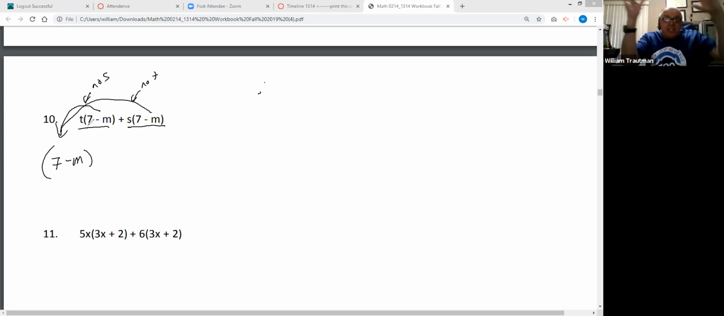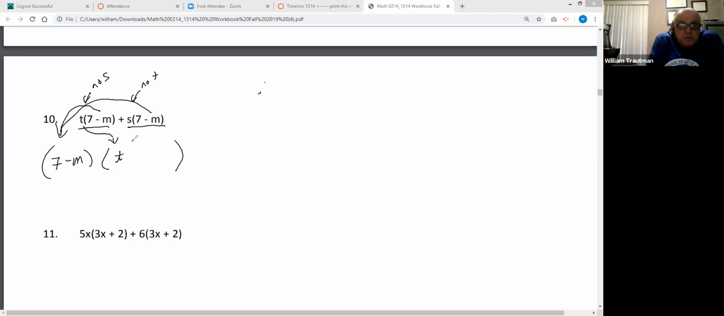When I divide it out, you know, that's the number in front. When I divide it out, what's left over? The t and the s. And it's a positive s. Do you see, if I would have divided by 7 minus m, whatever I put out, 7 minus m, these cancel. So the t comes out and the s comes out. These cancel. And this is what the answer looks like.